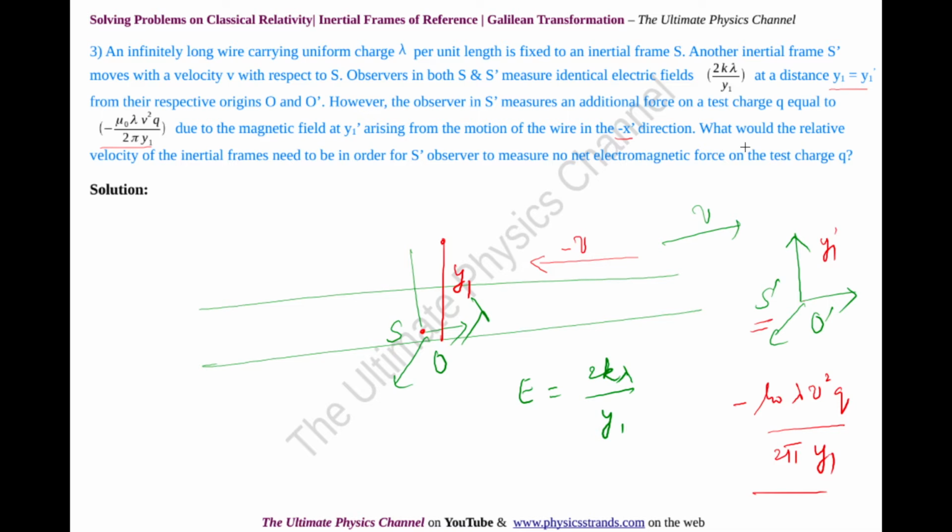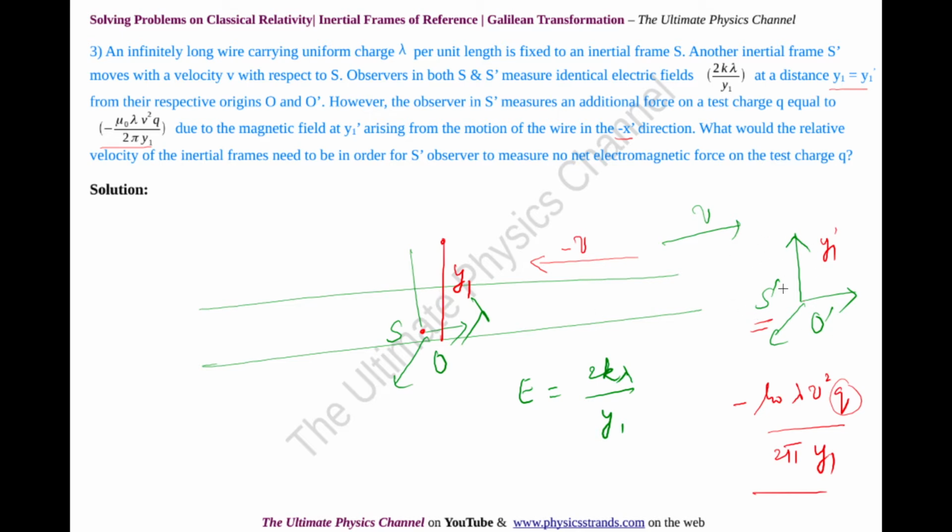Now the question is, what would the relative velocity of the inertial frames need to be in order for the S prime observer to measure no net electromagnetic force on the test charge Q? So the question here is, in one frame of reference there is only an electric field. In the other frame of reference there is an electric field plus a magnetic field due to the motion of the conductor, because the conductor is moving with respect to S prime, that is, it is at rest in the S frame of reference.